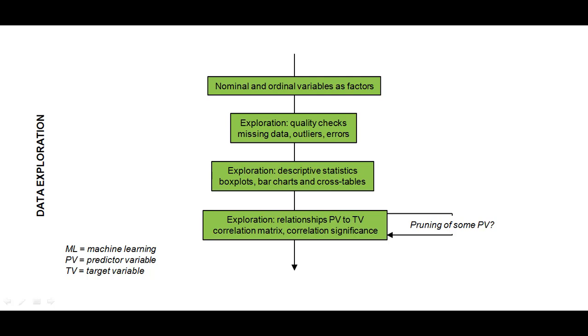Finally, we explore relationships within the data using mostly graphical techniques. We are particularly interested in the strength of relationship between each predictor variable and the target variable, often using a correlation coefficient. Those predictor variables that have a small or near zero correlation with the target variable can be dropped from the modeling, as their relationship with the target variable is near random and may render the machine learning inefficient.